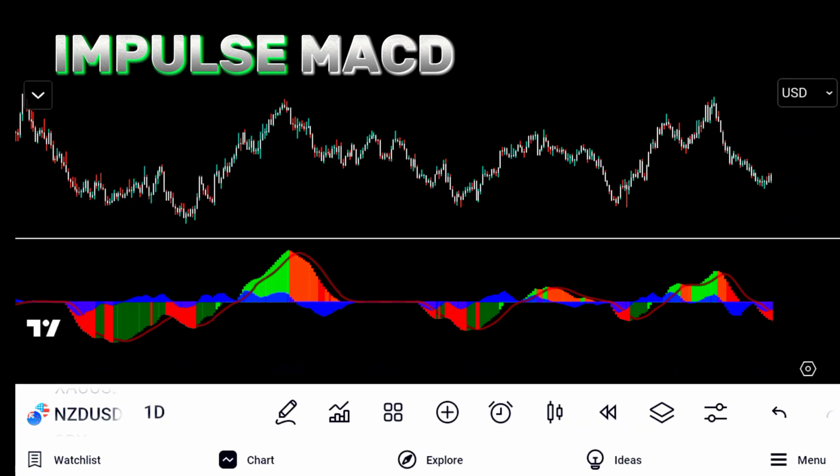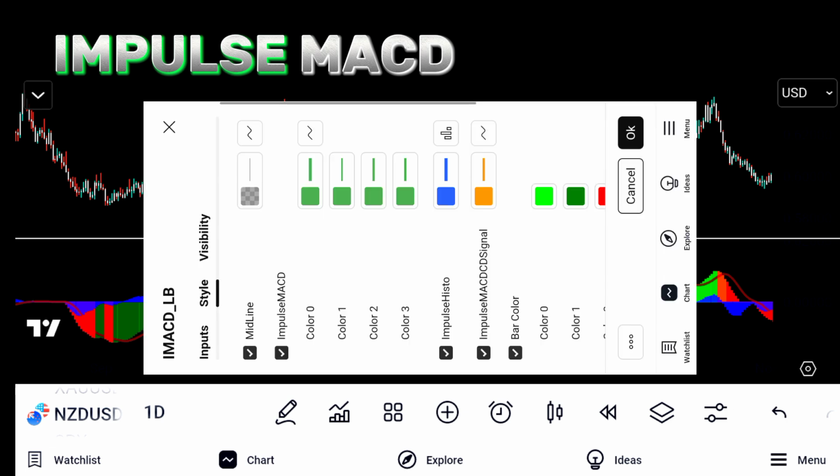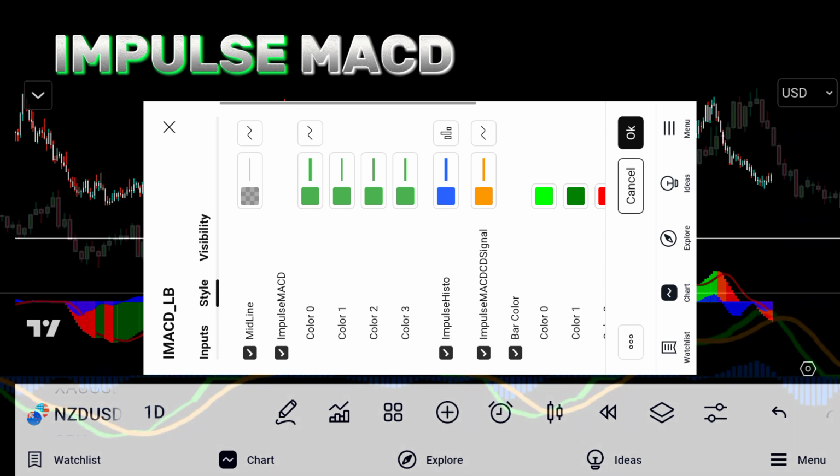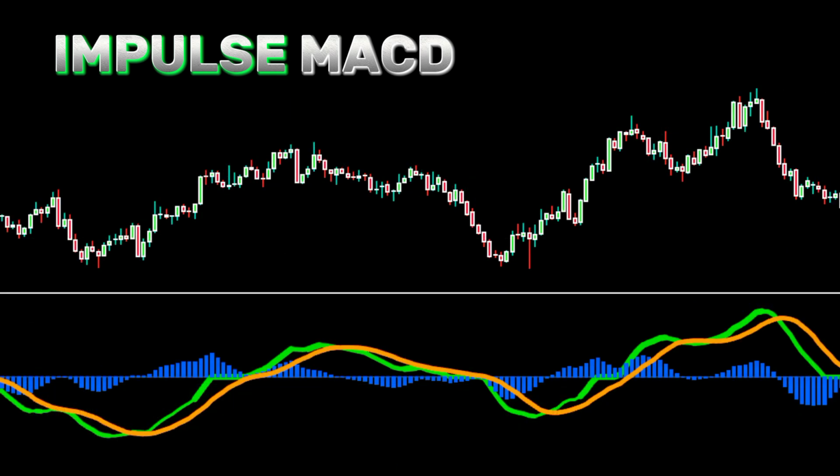And once you have applied the Impulse MACD, we want to change the appearance of the indicator so that it becomes easier to look at. And to do that, you click on the indicator and go to Settings. Then you click on Style and follow this exact settings that I created. I will leave it here so you can copy that later. And after that, as you can see, the Impulse MACD now looks much more organized.